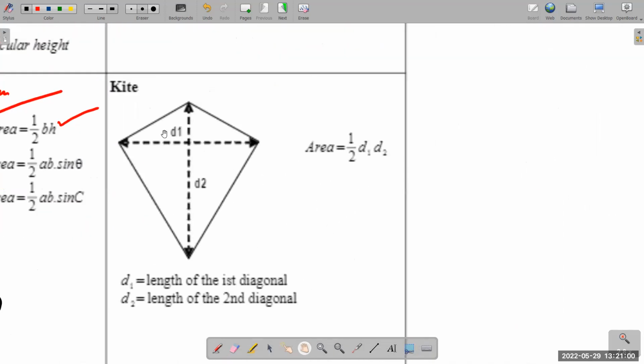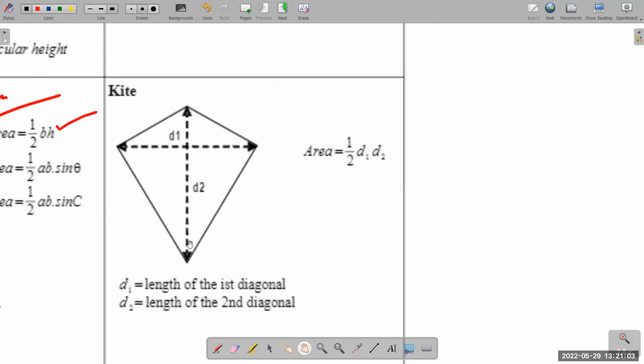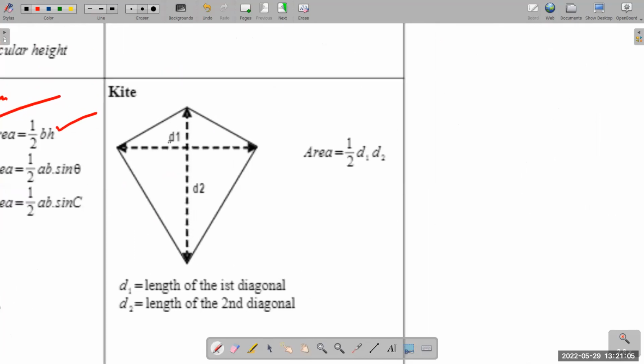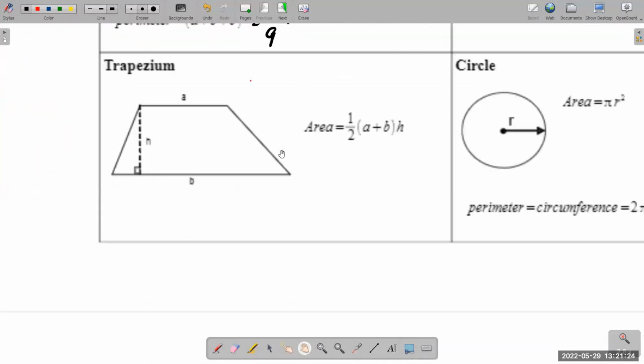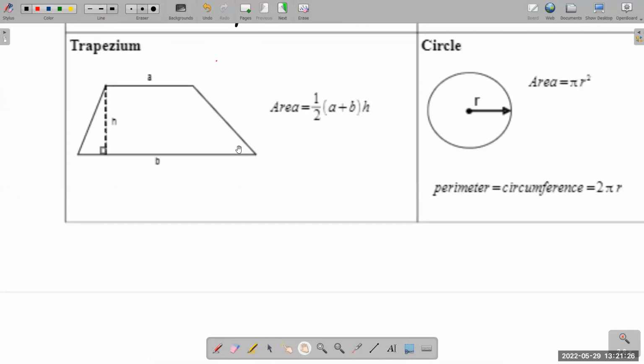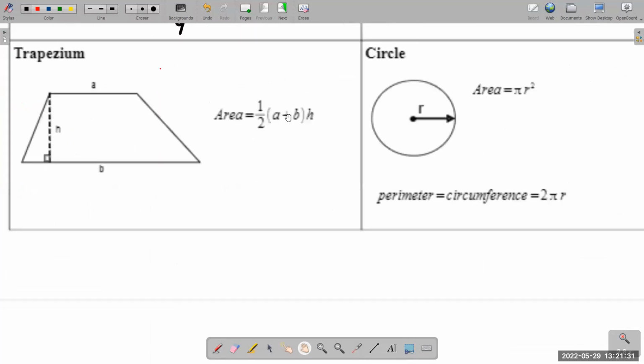All right, next shape we see here is a kite. Diagonal 1, and we should know what a diagonal is when you connect two opposite points of a quadrilateral, right? So we have two diagonals here. So what is the formula? This does not come on your formula sheet. So you need to know this just in case. Half D1 D2, okay? Next, shape trapezium. This is a very popular question. Very, very popular question. You must memorize.